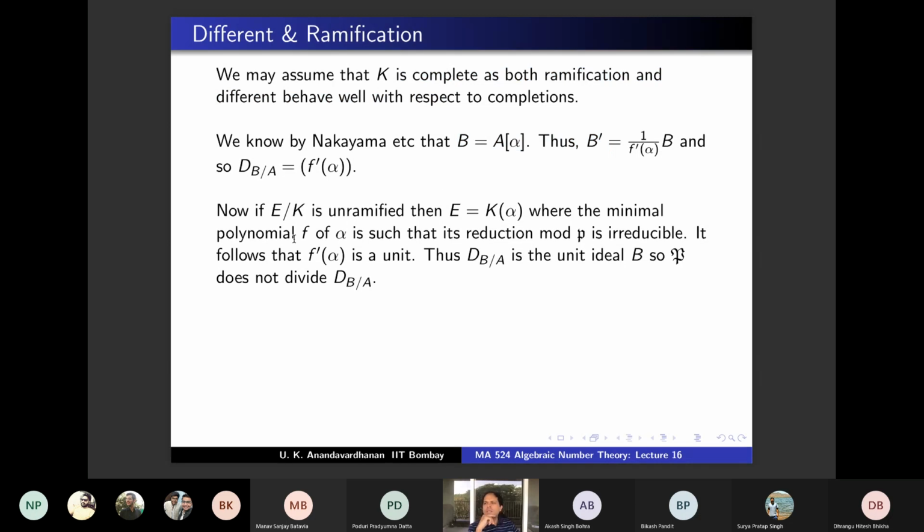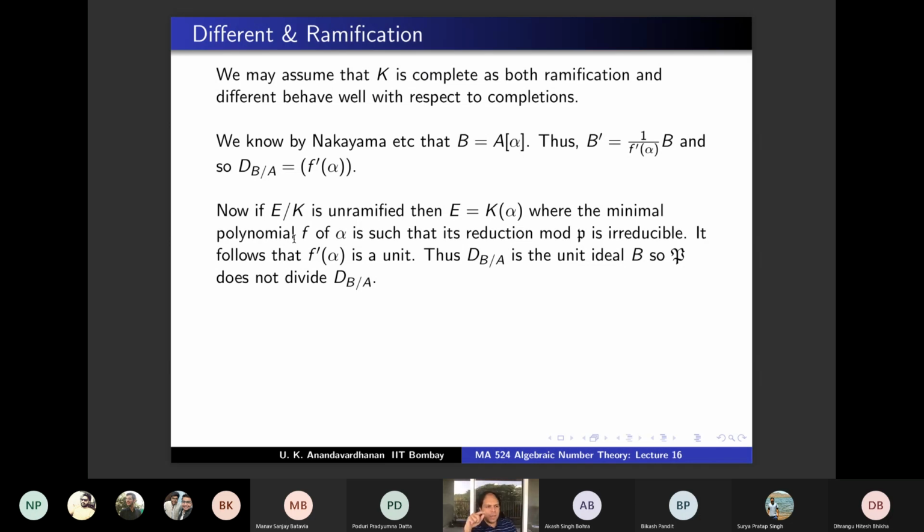Now we have to show that if e is the ramification index, then P^(e-1) always divides the different. But now, in the unramified situation, the different is trivial, and we also know transitivity of the different. Therefore, if E over K is any extension, you know that it can be written as a totally ramified extension over an unramified extension. This we had seen.